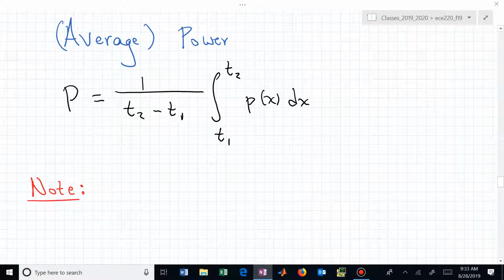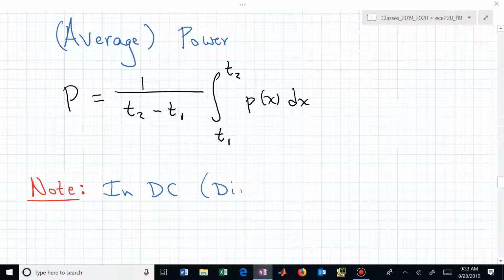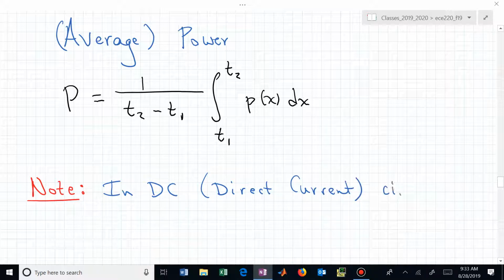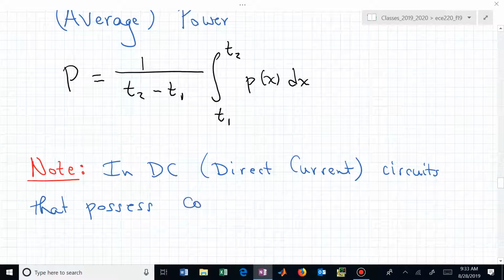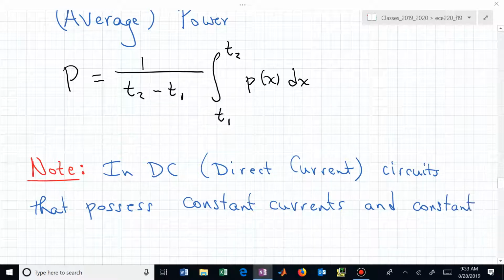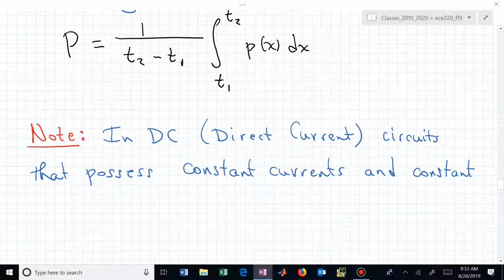And in our course, in ECE 220, we're really worrying mostly about DC, or direct current, systems, or circuits. In DC, direct current circuits, those are circuits that actually possess constant currents and constant voltages, meaning they're not changing with time. That's what we mean by them being constant. They're, as a function of time, they're constant.